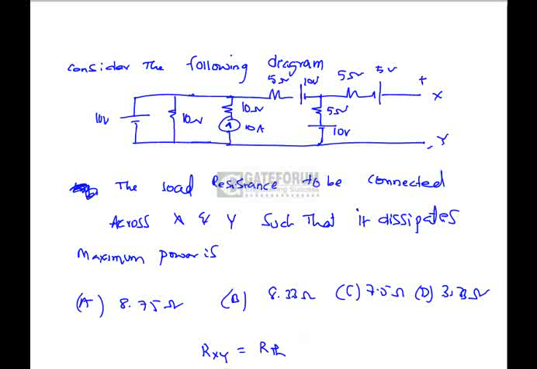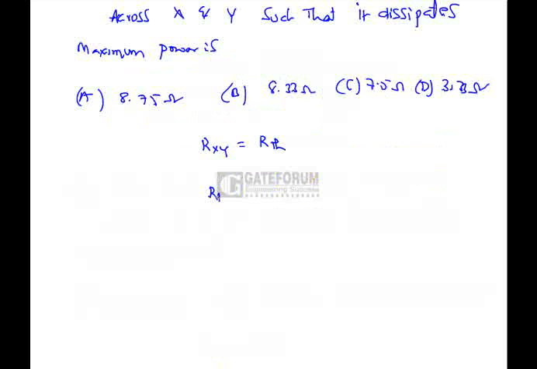In order to calculate the RThevenin, we need to open the independent current source. We need to short the independent voltage source. Then we will get RThevenin as 7.5 ohms, which is option C. That is the correct answer.